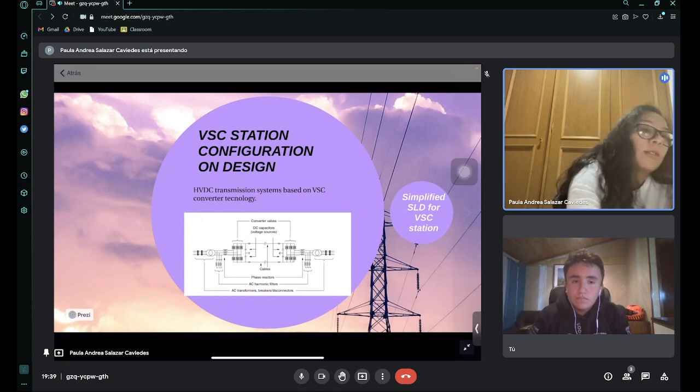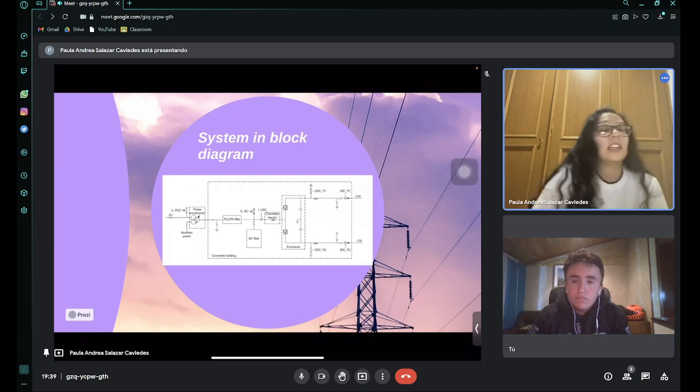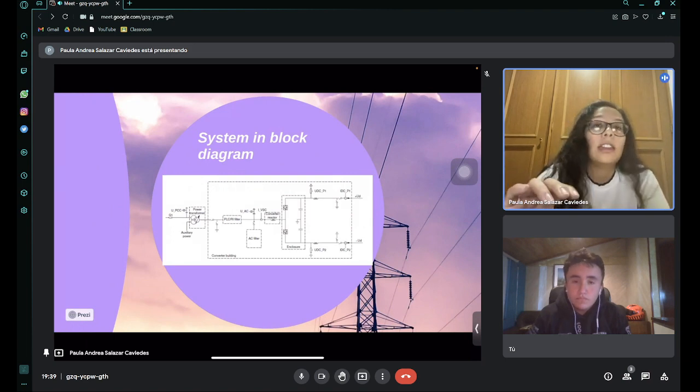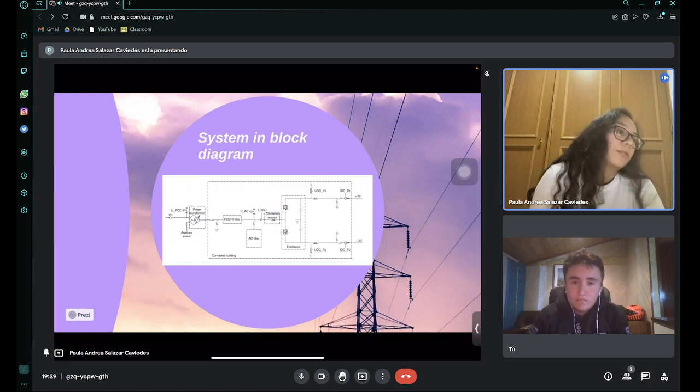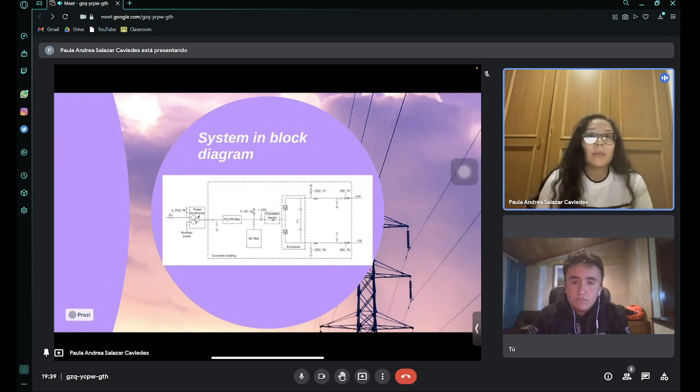Now we can see the system in a block diagram, composed of six parts. First of all is the power transformer. Like I said some seconds ago, it's an ordinary single or three phase power transformer with a low tap changer. The secondary voltage, that is the filter bus voltage, can be controlled with the tap changer to achieve the maximum active and reactive power.